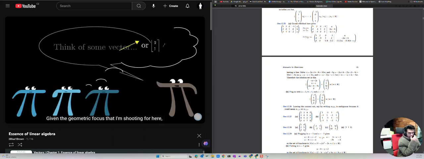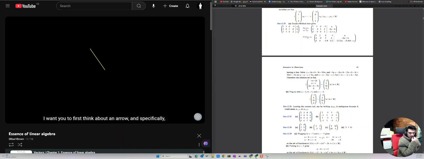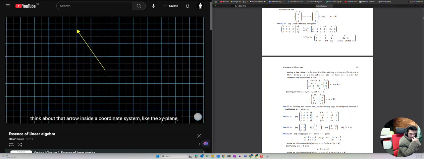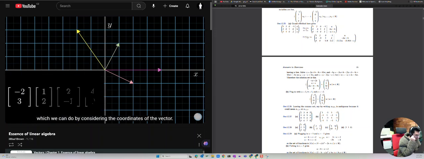Given the geometric focus that I'm shooting for here, whenever I introduce a new topic involving vectors, I want you to first think about an arrow, and specifically, think about that arrow inside a coordinate system, like the xy plane, with its tail sitting at the origin. This is a little bit different from the physics student perspective, where vectors can freely sit anywhere they want in space. In linear algebra, it's almost always the case that your vector will be rooted at the origin. Then, once you understand a new concept in the context of arrows in space, we'll translate it over to the list of numbers point of view, which we can do by considering the coordinates of the vector.